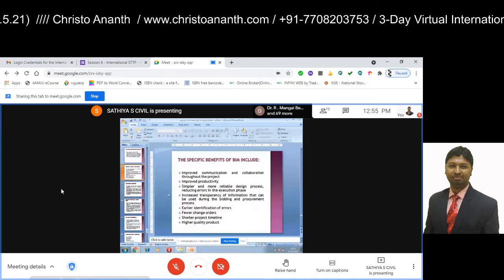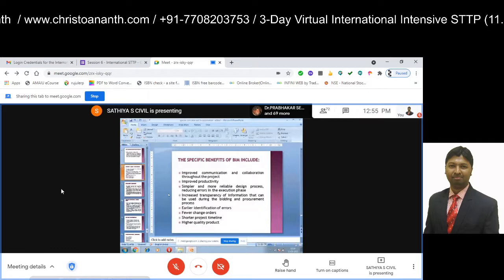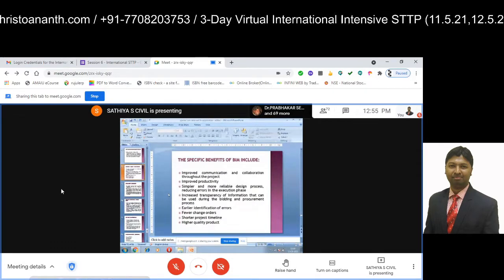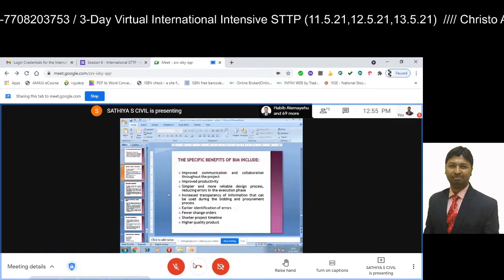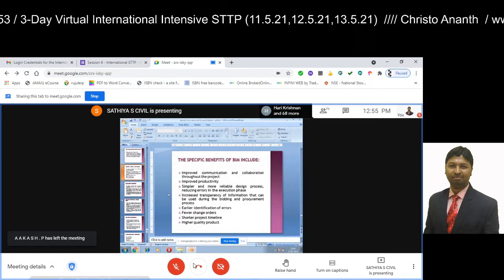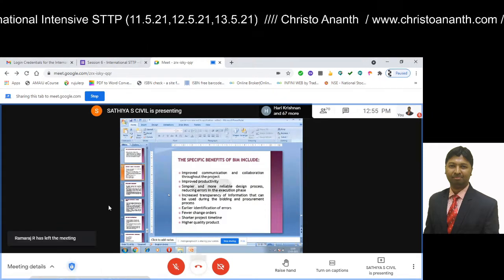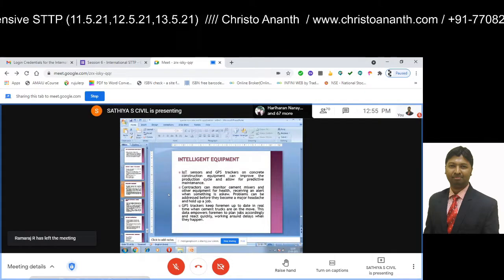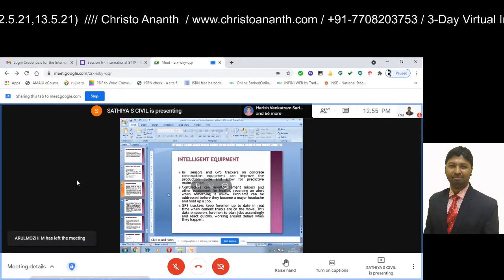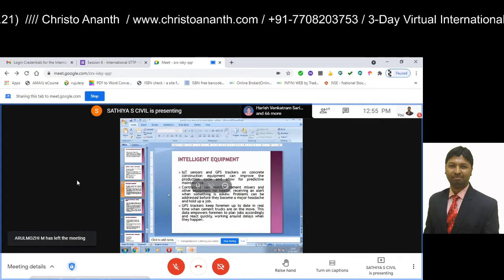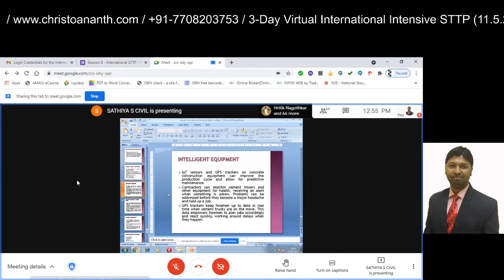Then the specific benefits are improved communication and collaboration throughout the project and improved productivity, simpler and more reliable design process, then increased transparency of information, then earlier identification of errors, then fewer change orders, then shorter project timeline, then high quality product. Then intelligent equipment. Nowadays, IoT sensors and GPS trackers on concrete construction equipment can improve the production cycle and allow for predictive maintenance.